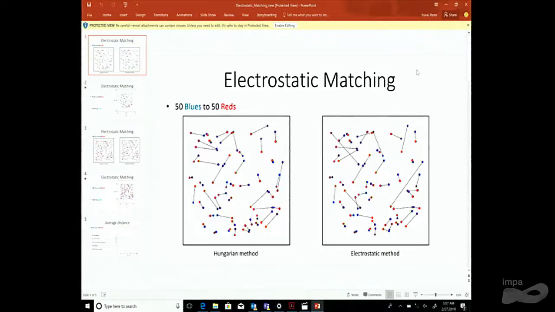This is the electrostatic method, where red and blue points are, say, positive and negative particles. Reds attract the blues according to the electrostatic potential in 2 dimensions. And reds, of course, repel other reds. Blues repel other blues. And the points move until they are matched. So here's a little movie of how that goes.